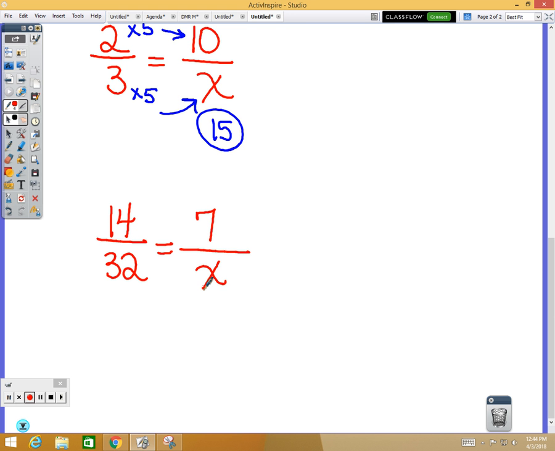For instance, in this proportion, 14/32 is the same thing as 7 over what? So obviously we can't do 14 times something to get 7, but we can do 14 divided by 2. 14 divided by 2 is 7. So if we do 32 divided by 2, we get 16.